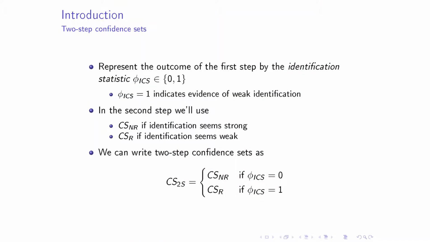To formalize the process I just described, represent the outcome of the first stage using an identification statistic, which I'll denote by phi. Here I'll take phi equals 1 to indicate evidence of weak identification. Based on the outcome of this identification statistic, I'll either report a non-robust confidence set if identification appears strong, or an identification-robust confidence set if identification appears weak. Putting this all together, we can denote the resulting two-step confidence set, which I'll denote by CS2S, in this way. It's equal to the non-robust confidence set if phi equals 0, and a robust confidence set if phi equals 1, indicating weak identification.